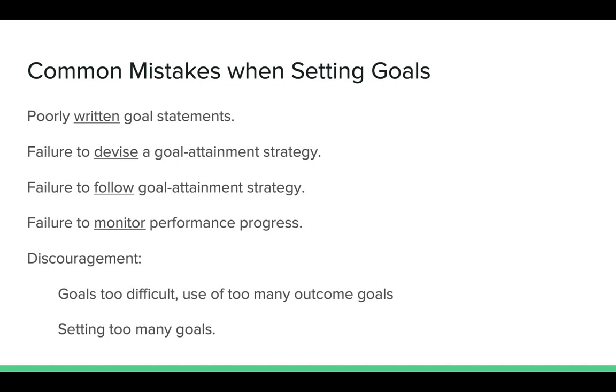Some common mistakes, I kind of alluded to some of these earlier. Either poorly written goal statements, or you just don't write them down at all, right? Or you've written down the goal, but you haven't devised how you're going to attain that goal. You haven't devised how am I going to get from A to D. Well, A, B, and C are going to be really important to arriving at goal D, right? Or maybe they devised the strategy, but they just didn't follow it, right?